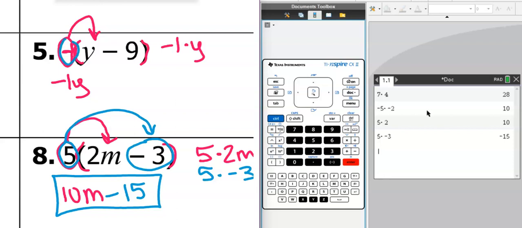Then we're going to take negative 1 and multiply him to negative 9. Negative 1 times negative 9. Remember your signs, a negative times a negative is a positive. So when we do -1 times -9, we get +9.